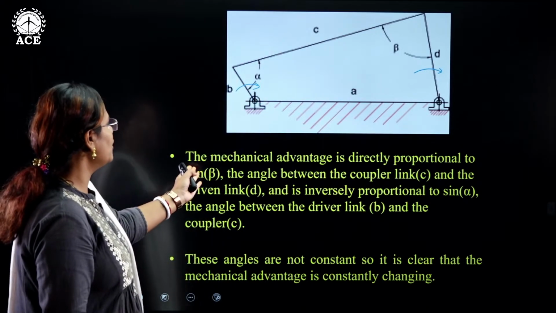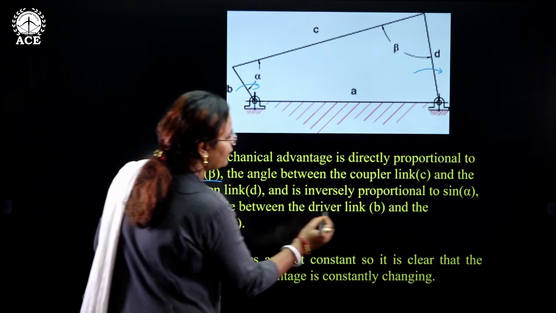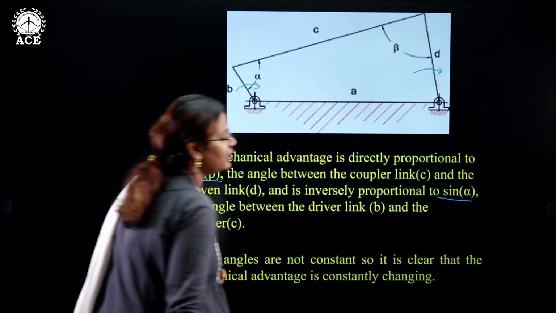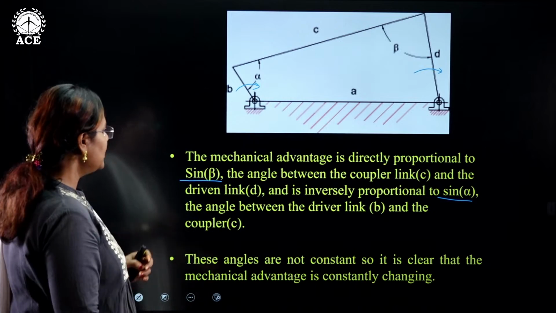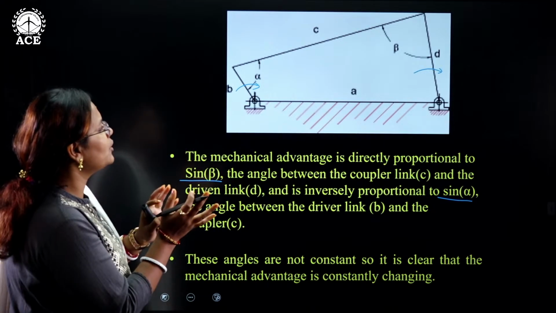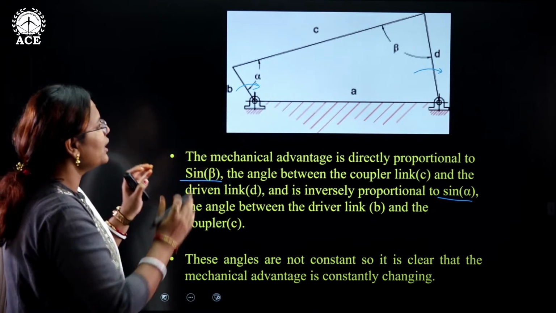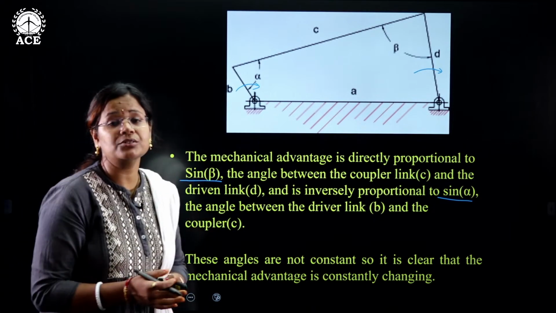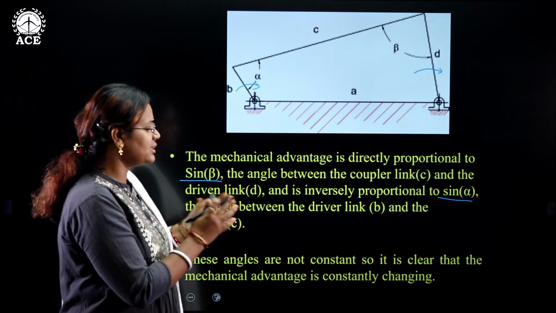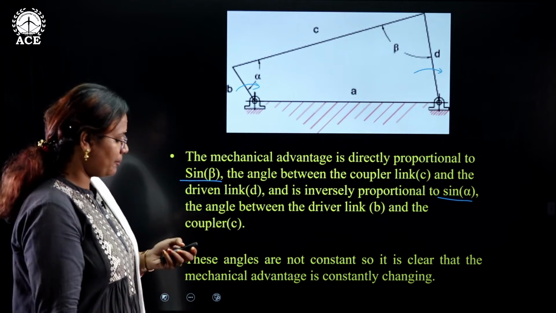So here the relation of sine beta and sine alpha is given. These angles are not actually constant because they are constantly moving. Hence the mechanical advantage also is not constant, it is continuously changing.